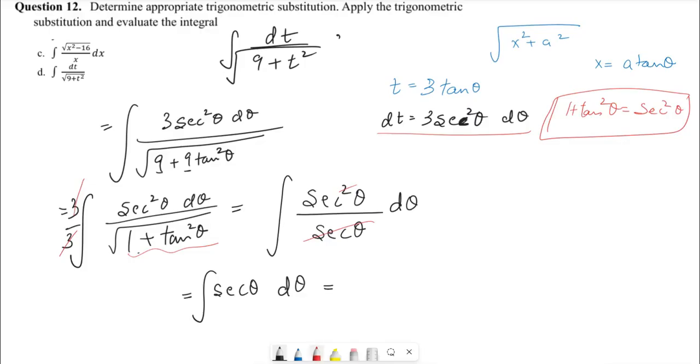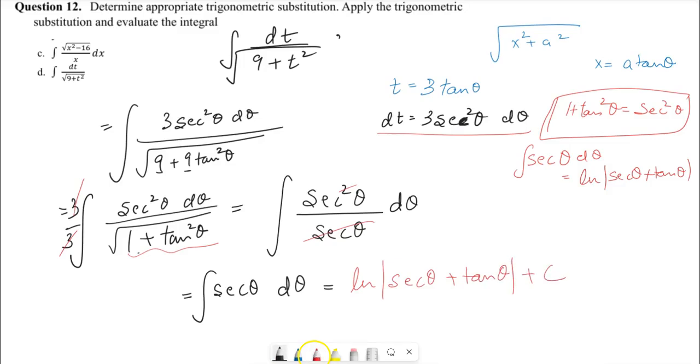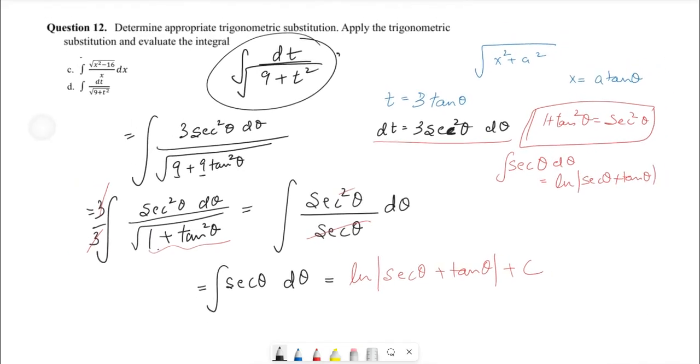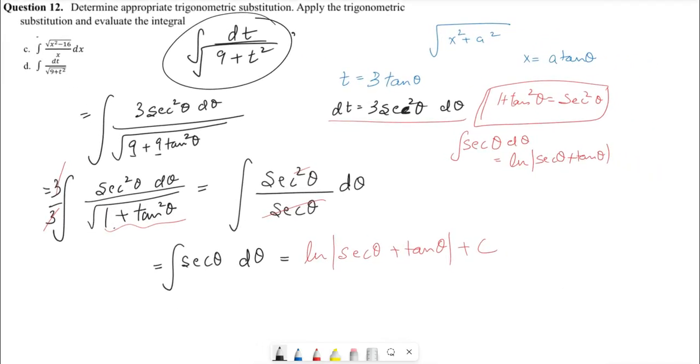You can remember we learned a formula: this is the natural log of secant theta plus tangent theta. So this should be equal to the natural log of secant theta plus tangent theta. We are almost done, but the problem is the original question is in terms of t. So we need to work our problem back into t. So we start back with our substitution. Our substitution was t equal to 3 tangent theta.